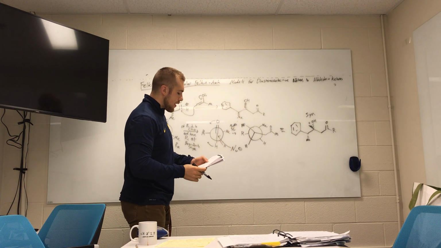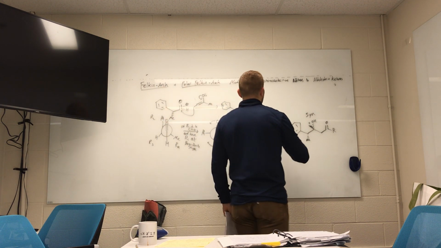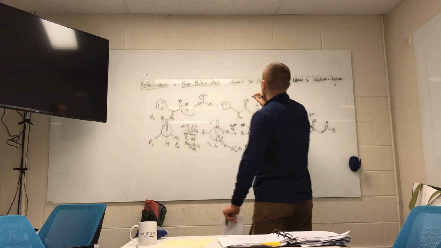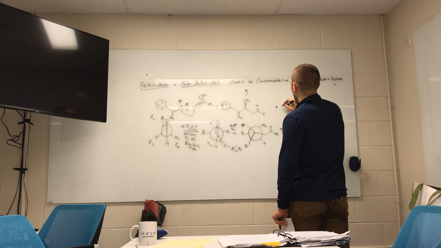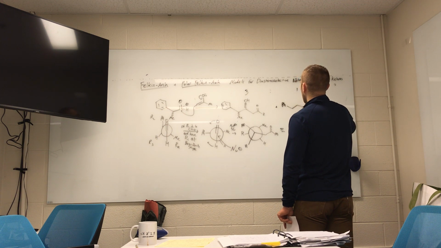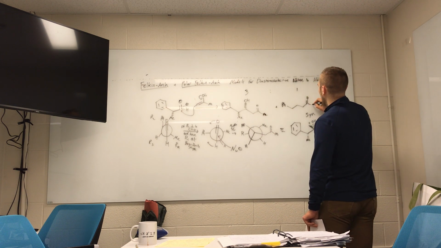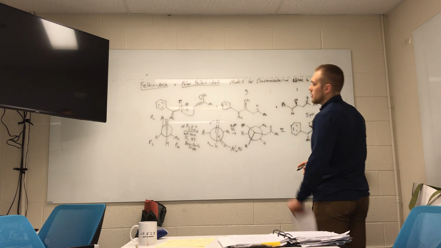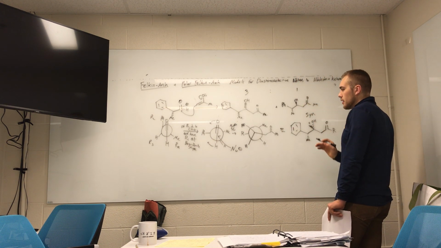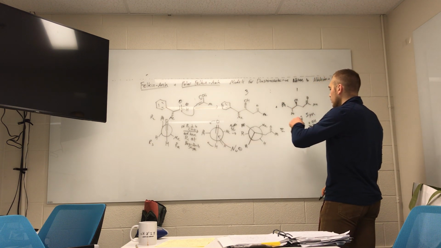And actually I have a literature value for this. It's actually going to be 3 to 1, and our minor product from this literature example is going to be the anti-product, and we can rationalize the observed ratio based on our Felkin-Anh model.